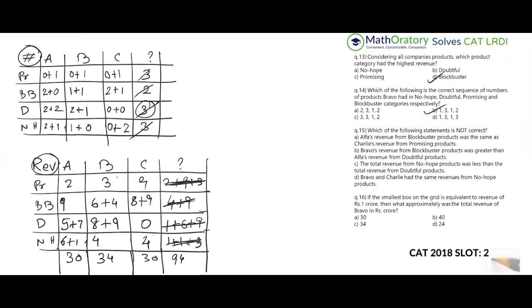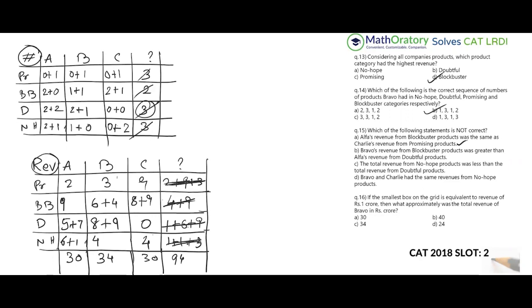The next one: which of the following statements is not correct? So we are looking for a false statement. Option A says A's revenue from blockbuster products was the same as C's revenue from promising products. A's revenue from blockbuster product is 9, and C's revenue from promising products is also 9. So this is actually true. Let me put a tick mark for this and not select this option.